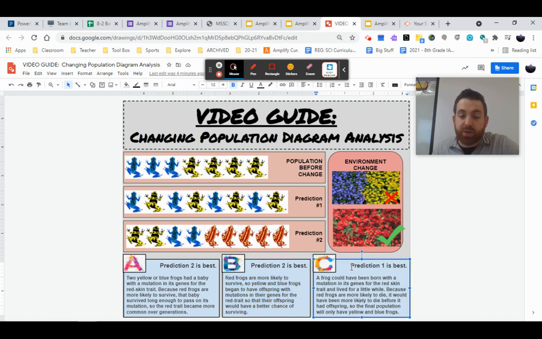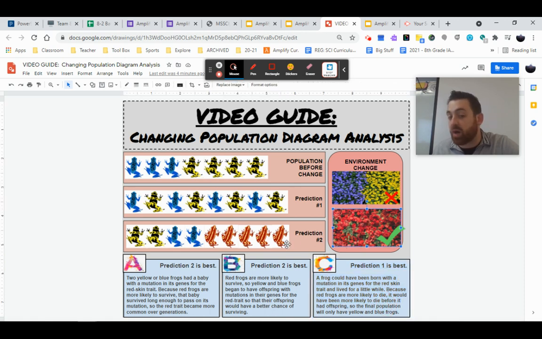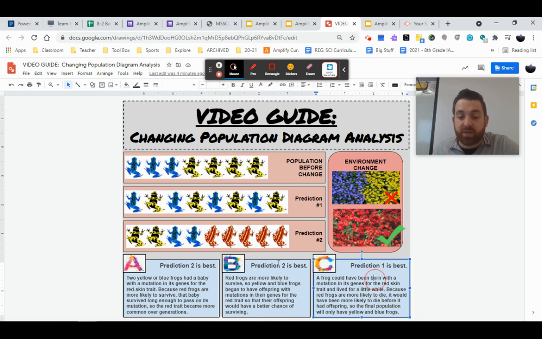And last but not least, prediction one isn't quite right because, well, our environment changed. If we have a red environment, those that are best suited are going to be red frogs, but obviously we need that mutation to occur for this population to be correct. So if we're looking at the answer here, this idea that the red frogs are going to die off simply isn't true because they have the adaptive trait.